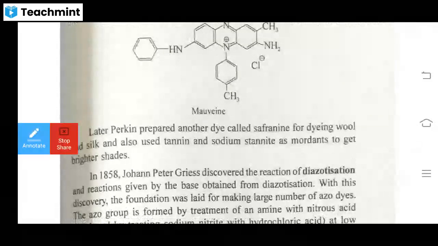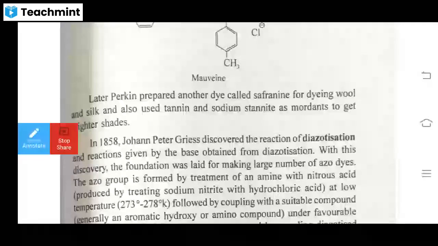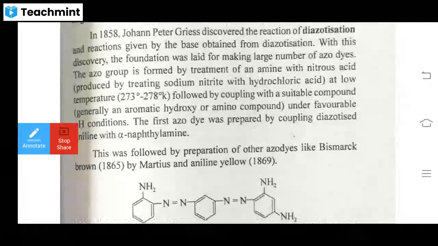Later on, Perkin developed another dye, also safranin, for dyeing cotton and silk, and also used tannin and sodium stannate as mordants to get brightness. So it started, and then he developed a number of dyes.